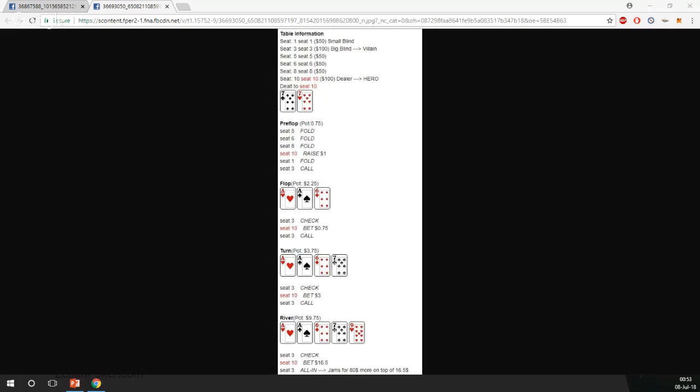Okay, so go think back to the math. How often do we have to be beat in order for a 6x jam on the river to be okay? That's 1%, right? So if we think our opponent has a stronger hand less than 1% of the time, then we can jam the river ourselves. It looks like that here.